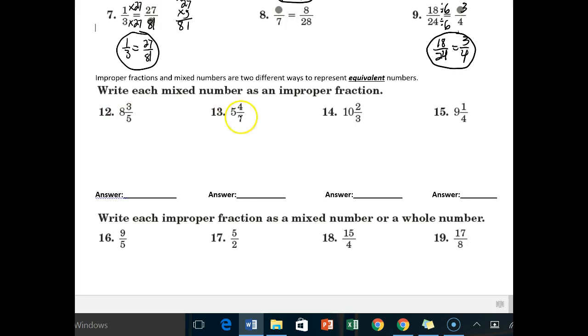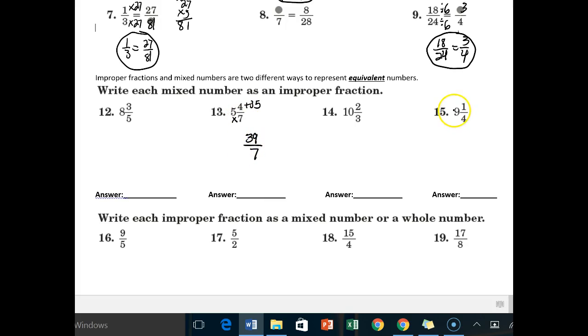So all of these right here are mixed numbers. I have a whole number and a fraction. That's a mixed number. To turn it into an improper fraction, it's very simple. I do 5 times 7, which is 35, and I add it to my numerator. So 4 plus 35 is 39, and I keep my denominator over 7.